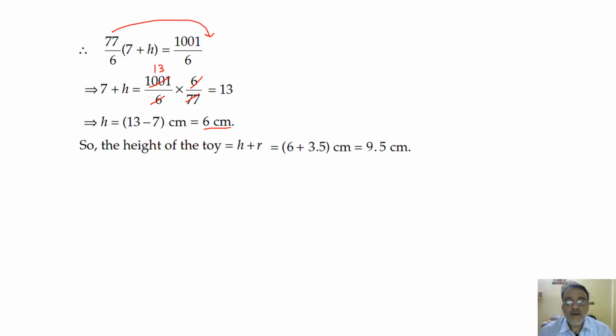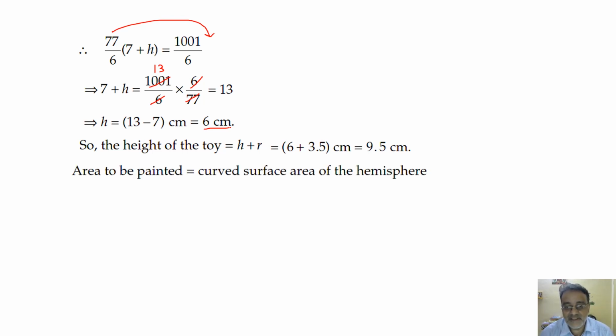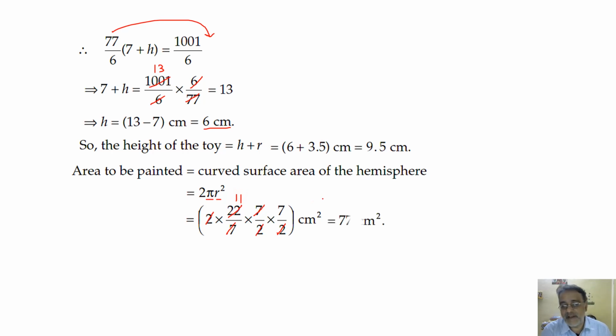Right. Now area to be painted, only curved surface area of hemisphere. What is the curved surface area of hemisphere? 2 pi r square. Now substitute pi 22 by 7, 7 by 2 into 7 by 2. So 2 यहाँ पे cancel हो गया, 7 also we cancelled, and 22 also we can cancel with this 2, and we are getting 77 centimeter square.